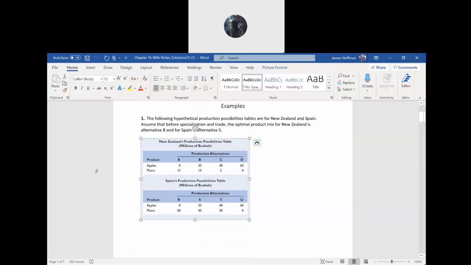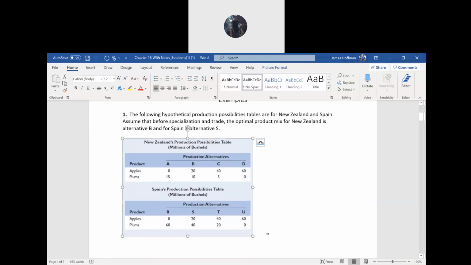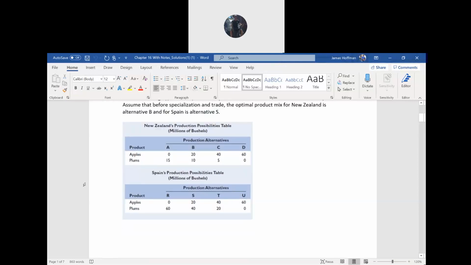So here's the table, and these are the different production alternatives for apples and plums for both countries. So there's New Zealand, points A, B, C, and D. They can produce those options. And there is Spain. They both have the same goods, but they have different cost ratios. See that? Okay. So you should be very familiar with doing the production possibilities curve from chapter one, if you recall that. And now we're just adding a second country and extending the analysis a little bit further. But we're starting with the same idea.